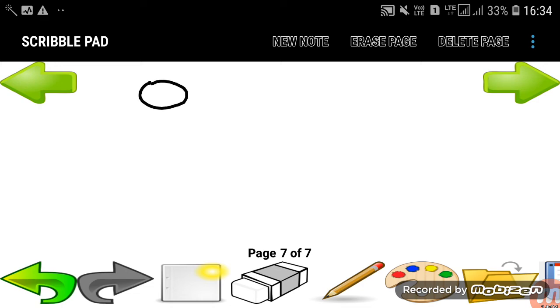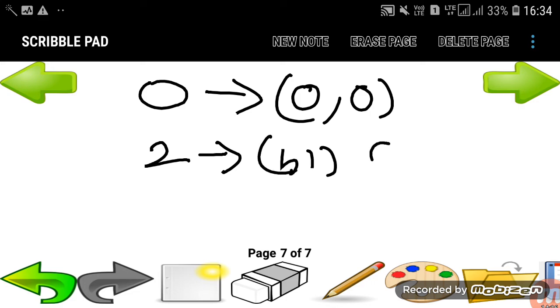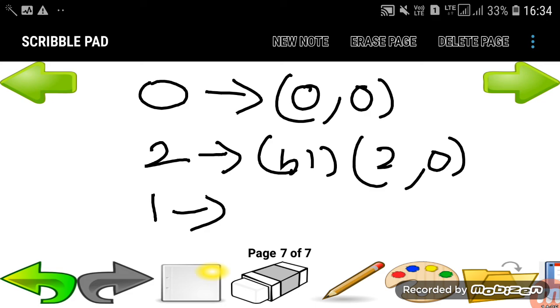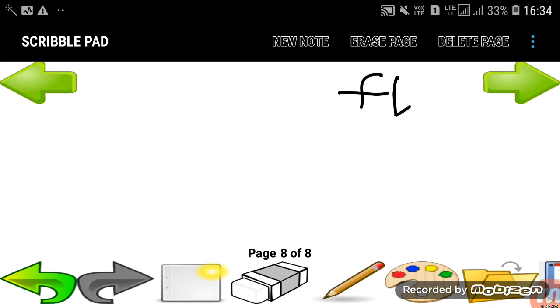Okay, so the condition is very simple. Whenever you are encountering a 0, go for the 0 0 pair. Whenever you are encountering a 2, go for the 1 1 pair, or the 2 0 pair. For 1, go for 0 1 or 1 0. Now these two cases will be possible only when a 1 is encountered earlier. So you can keep a flag variable, or else just let's keep it as f.